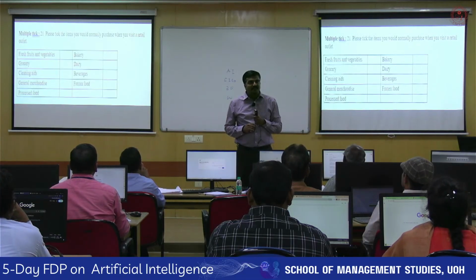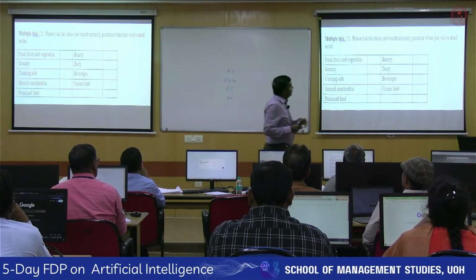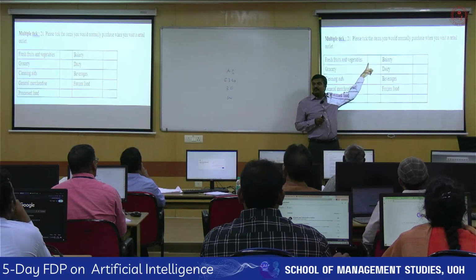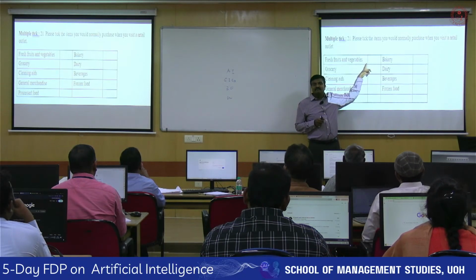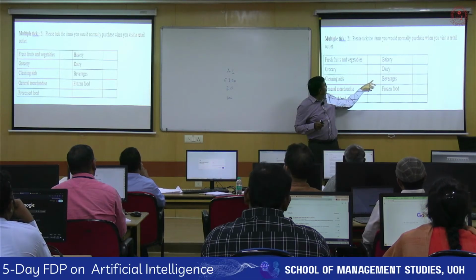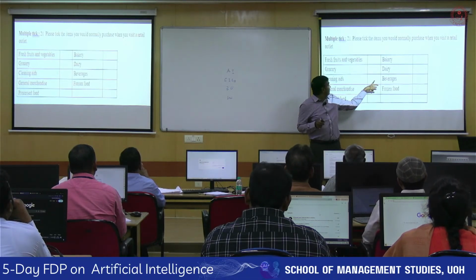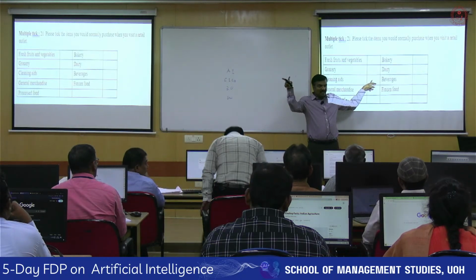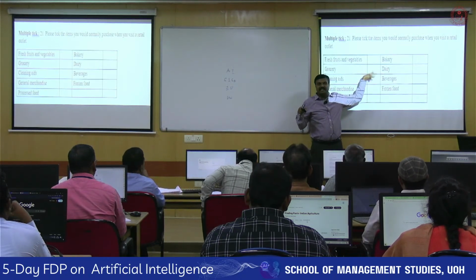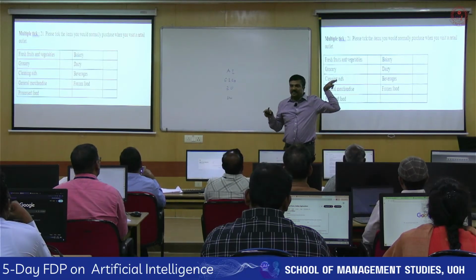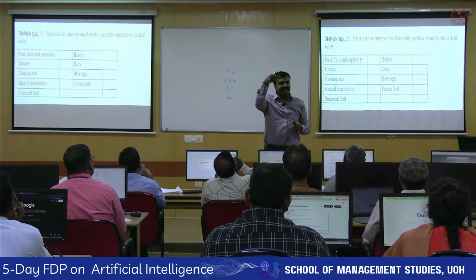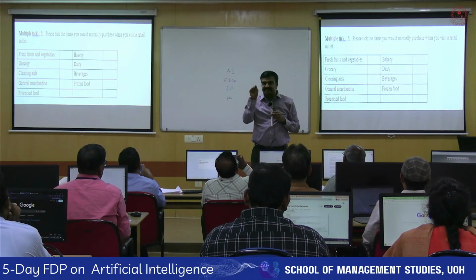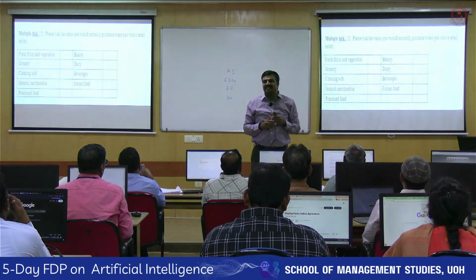I can put 0. 0 means there is no tick. 1 means there is a tick. For example, I have ticked only cleaning aids and beverages. So for the first row, I'll get 1 here and 1 here. The remaining I'll get 0, 0. Why? I didn't tick it. Wherever there is a tick, I'll give 1. Wherever there is no tick, 0.